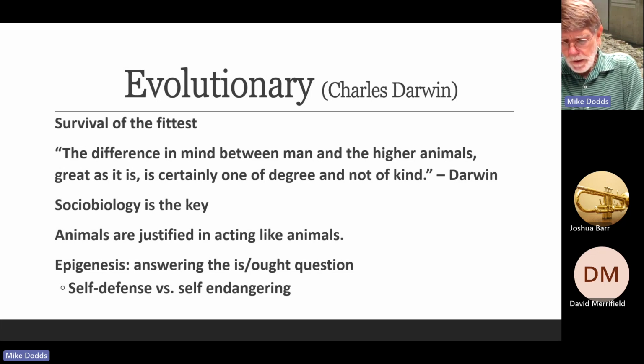Sociobiology is the key. Natural selection, social Darwinism. Animals are justified in acting like animals, and we're all animals. We just have a higher intellect. From our textbook, page 80: if nature extinguishes barbarism, why not nudge nature along by exterminating those who are a drag on humanity? And so we see people like Margaret Sanger, eventually the head of Planned Parenthood, a eugenicist. We see the Nazis adopting Margaret Sanger and others, thinking about different races.